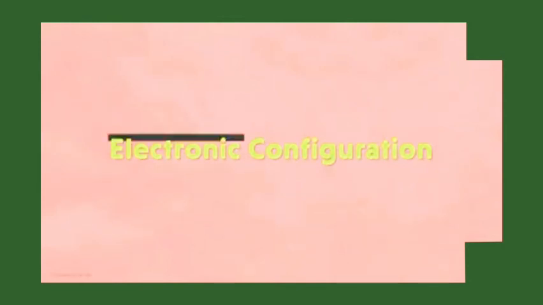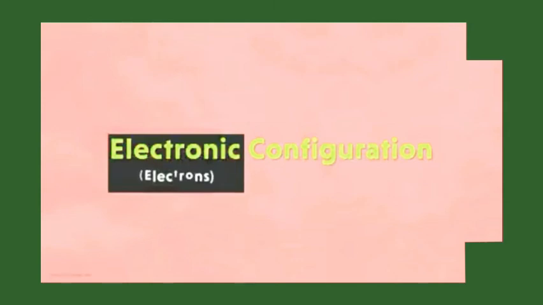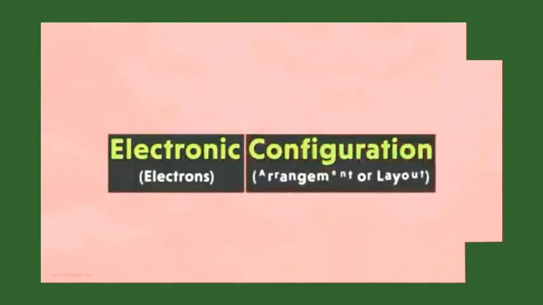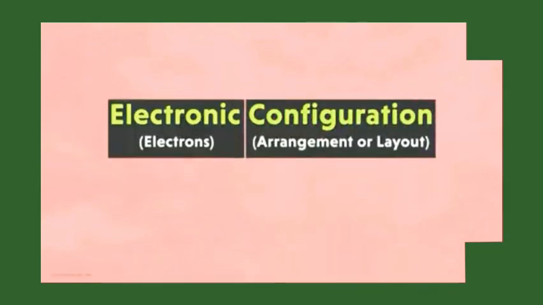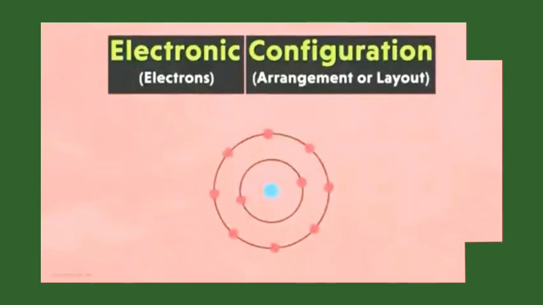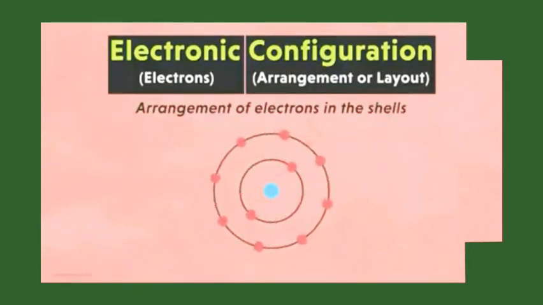As the name suggests, electronic refers to electrons, and the term configuration literally means arrangement or layout. That means the electronic configuration of an atom is the arrangement of its electrons in the shells. As simple as that. There are two facts that we need to recall.